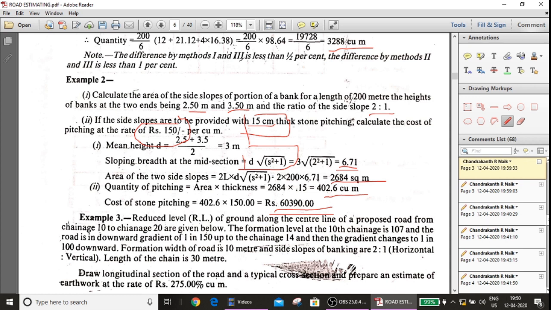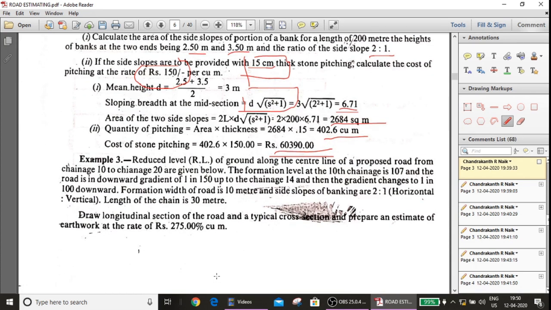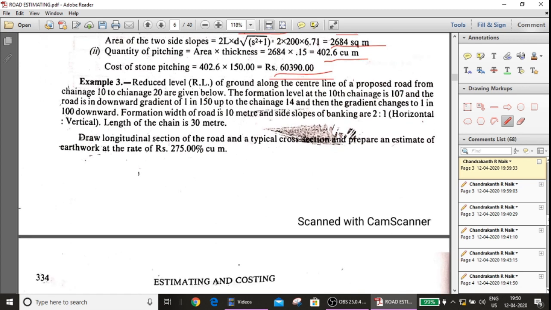This was an example for the calculation of the cost of pitching, what data they will give and how we have to find. Now we will see example number 3. Fine. What they have given: reduced levels of ground along the center line of a proposed road from chainage 10 to chainage 20. See here, chainage 10 to chainage 20, there are 10 readings given below.